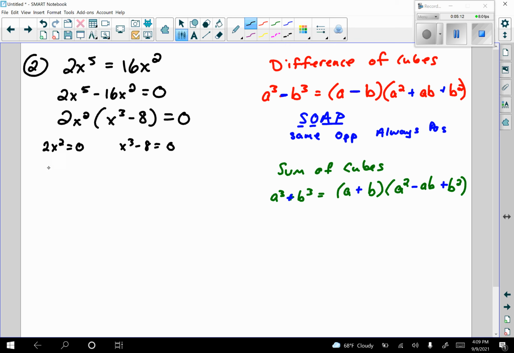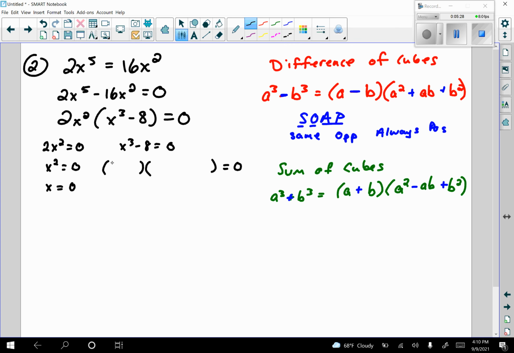So right here, I'm going to divide both sides by 2. So x squared is going to equal 0. We don't need a plus or minus because it's 0 here, so x is just going to equal 0. So when I go to factor x cubed minus 8, I'm going to make a binomial and then a trinomial. So keep it set equal to 0.